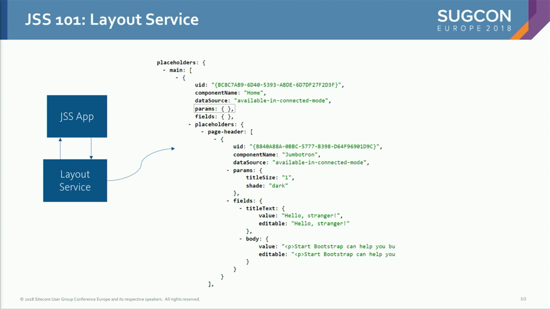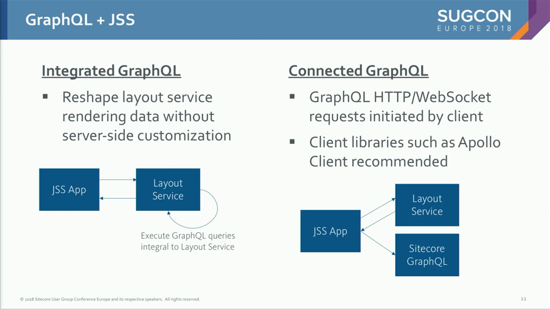The core aspect of JSS is to take that JSON and give you a programming model that you can easily use to basically move Sitecore's layouting engine to the client or to server-side rendering in JavaScript. So to understand the way that we can use GraphQL with this, it's important to understand the data that we're getting into JSS in the first place. There are 2 ways that we can get GraphQL data into JSS.